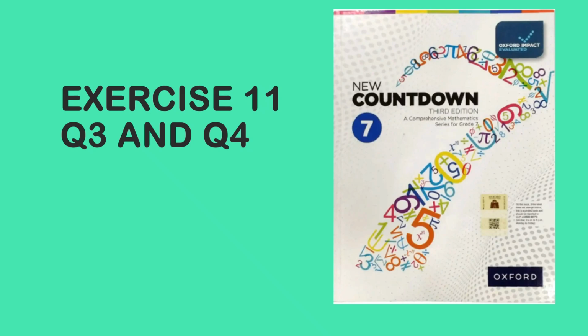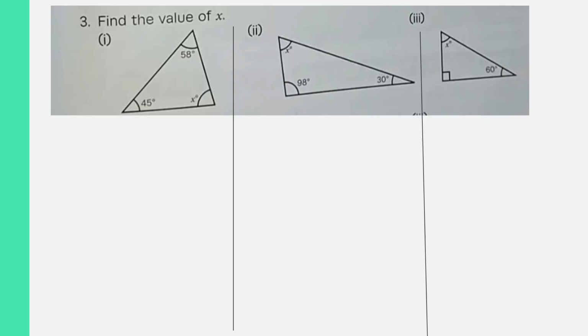I will be creating a video on question number 3 and question number 4 of exercise 11 that we discussed in our online class as well. So here you can have a clearer idea of what was going on in this exercise and in these two questions specifically, where we will be applying the angle properties of a triangle. Let's quickly start the questions.